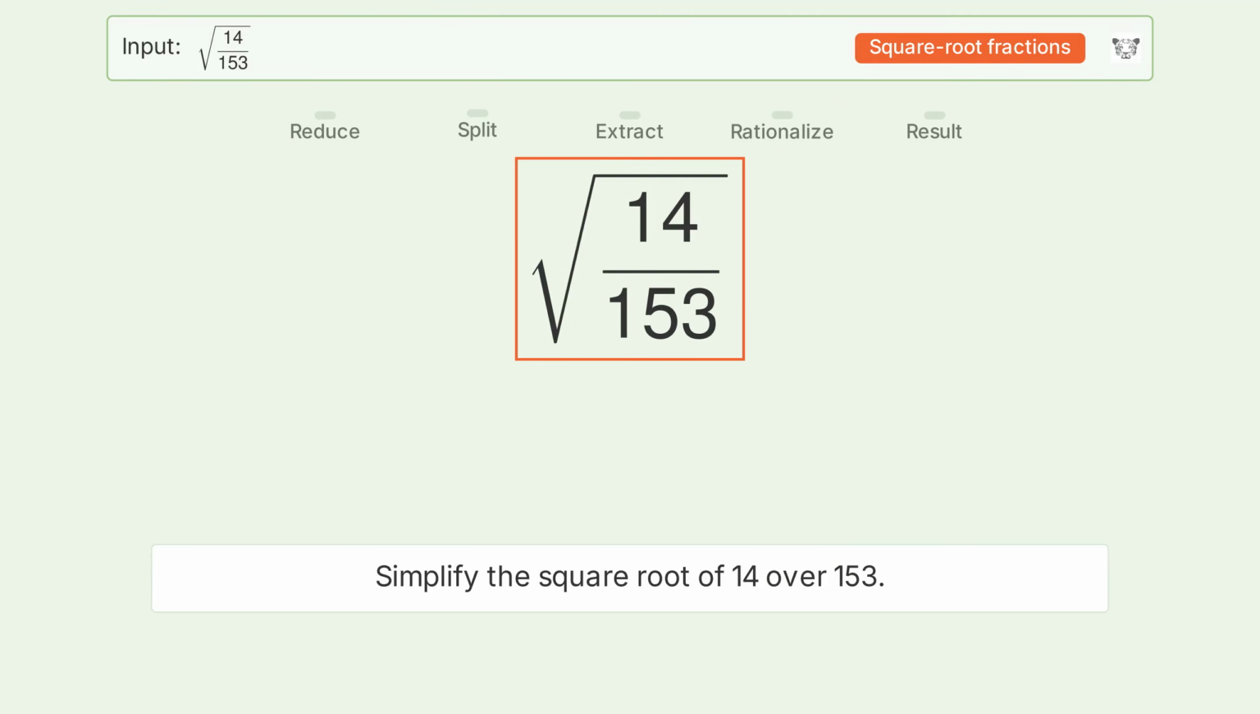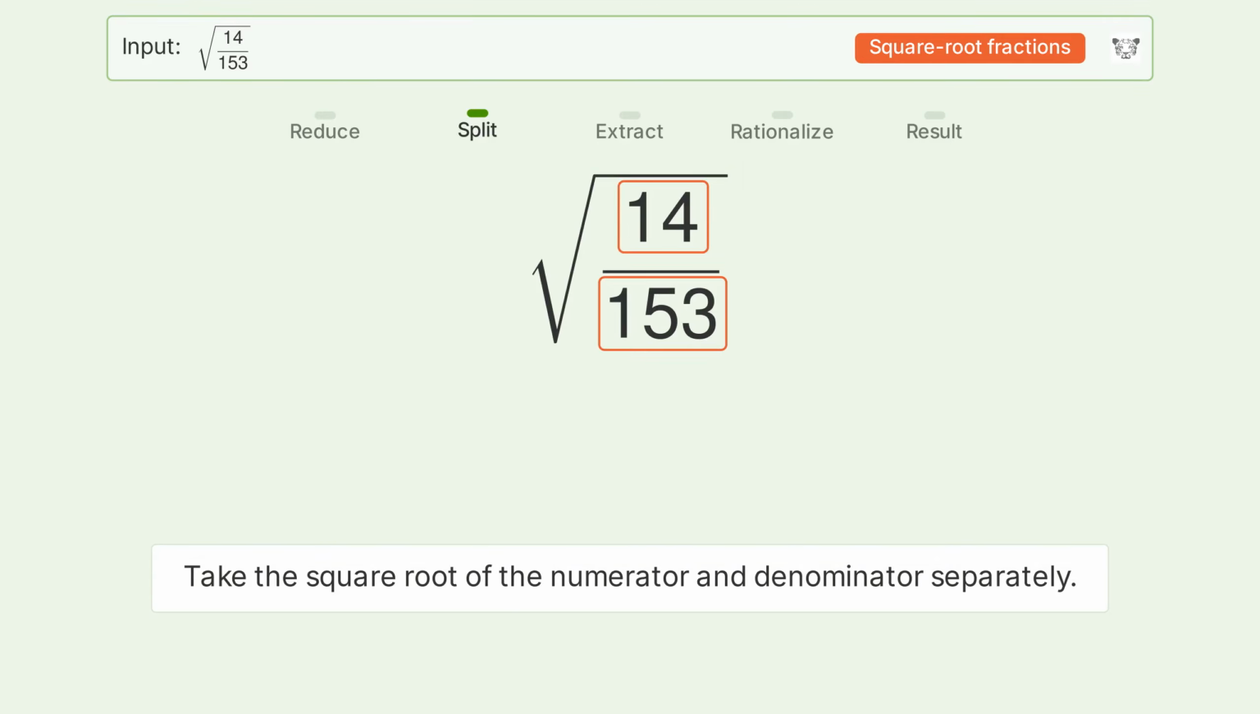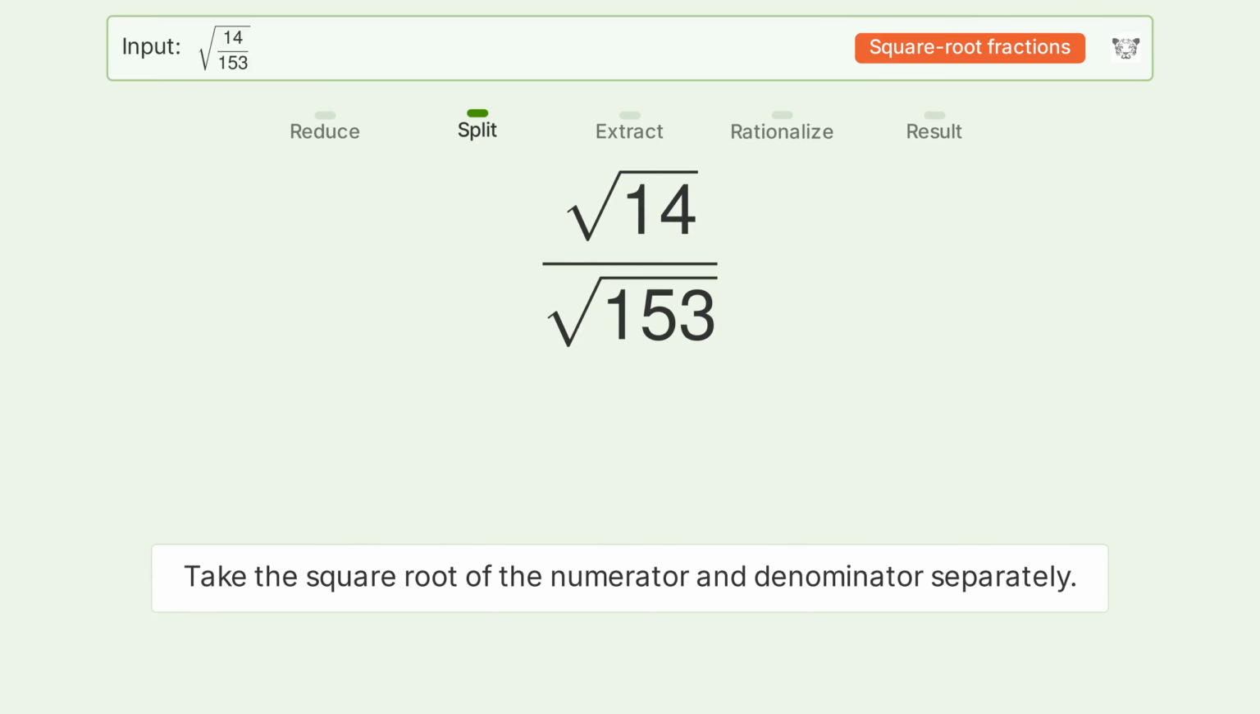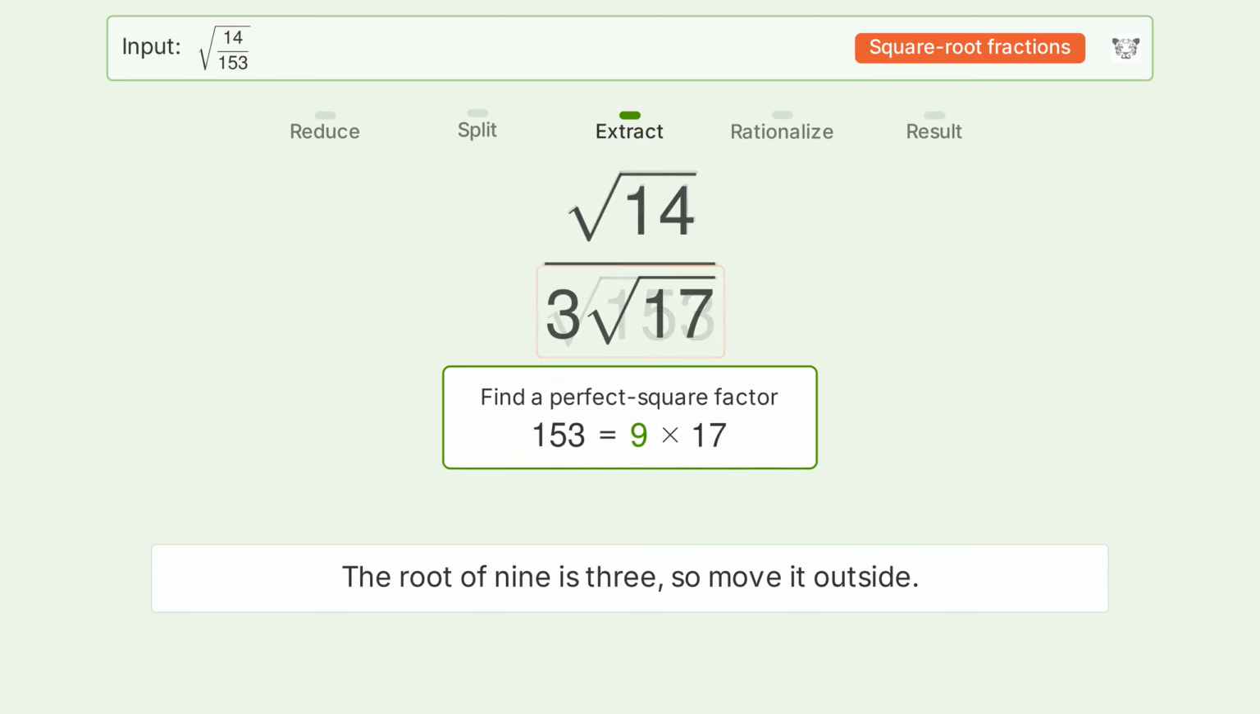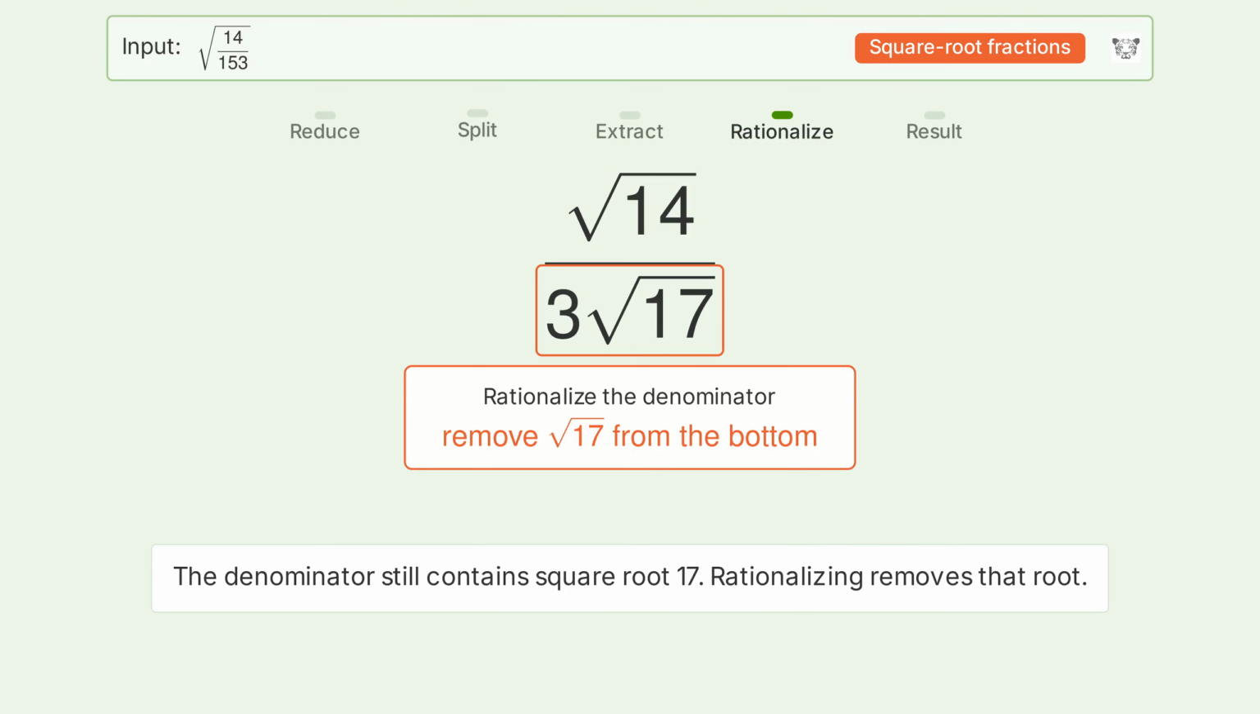Simplify the square root of 14 over 153. Take the square root of the numerator and denominator separately. In the denominator, 153 equals 9 times 17. The root of 9 is 3, so move it outside. The denominator still contains square root 17.